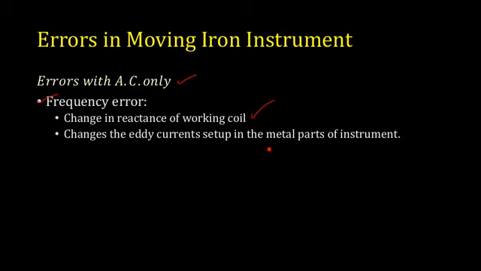Again, the eddy currents that are set up in the metal parts of the instrument also affect the readings. You have metal vanes available. Since these metal vanes are under the influence of magnetic flux, you will have eddy currents generated in these metal vanes to some extent. It is not a large error, but small magnitudes of eddy currents will be produced. Such eddy currents will be opposing the movement, and small errors will be introduced due to this. This is due to the variation of frequency of the quantity or current that is being measured.